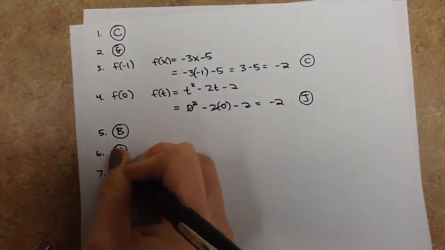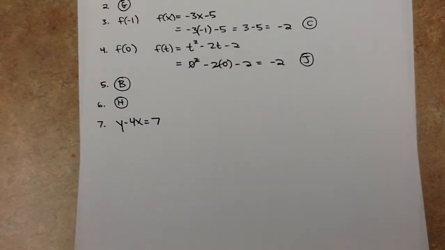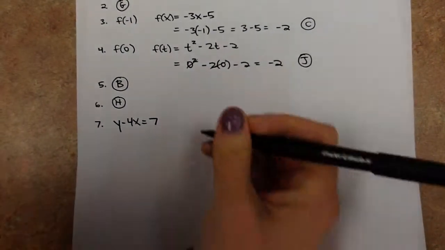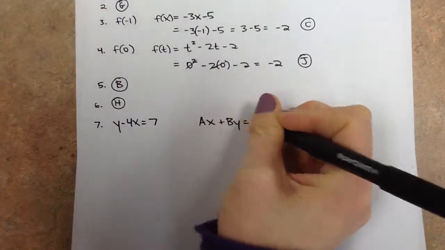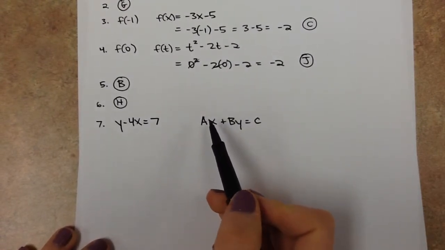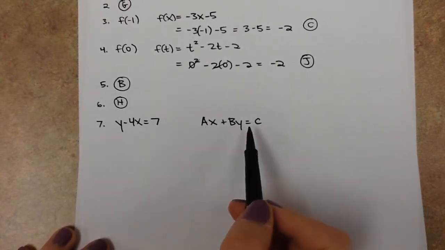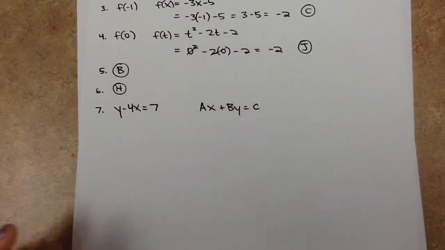Write y minus 4x equals 7 in standard form. Okay, so knowing how to write in standard form, that's a big thing. So standard form looks like this. It's ax plus by equals c. Couple things. It has to be in this particular order. A has to be positive, and then all of these have to be reduced. Like a and b and c can't have a common factor. Like they can't all be multiples of 2 or something. You'd have to reduce that down if they were.